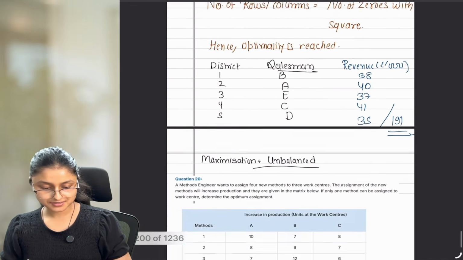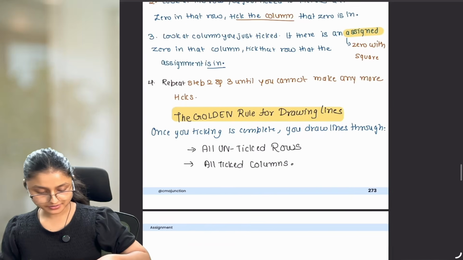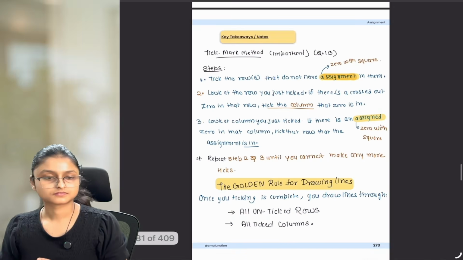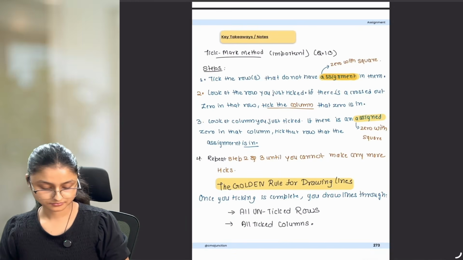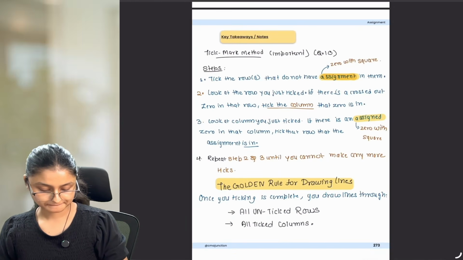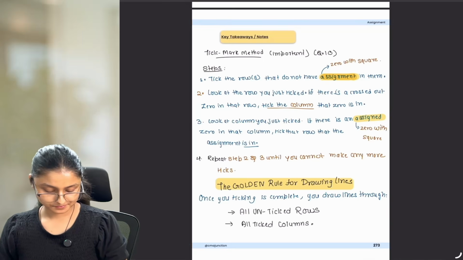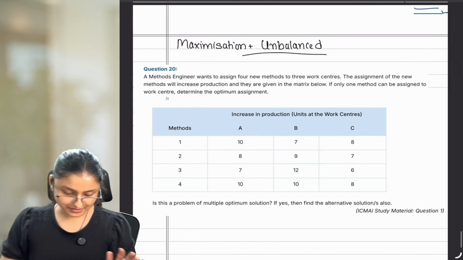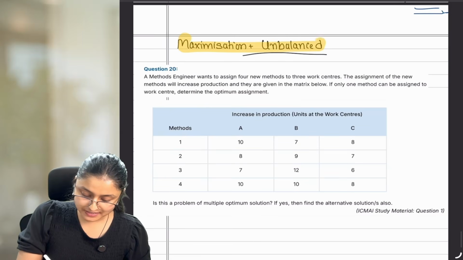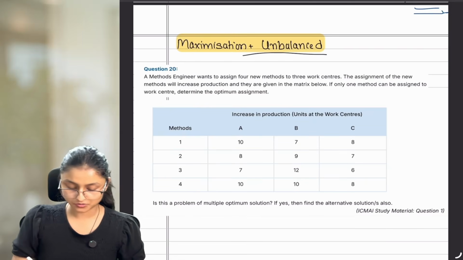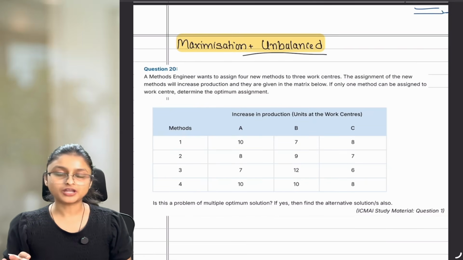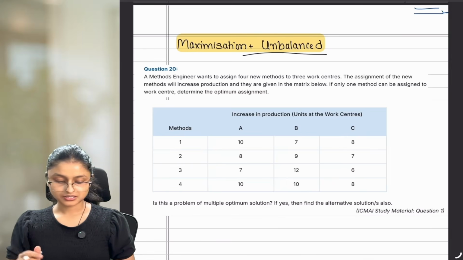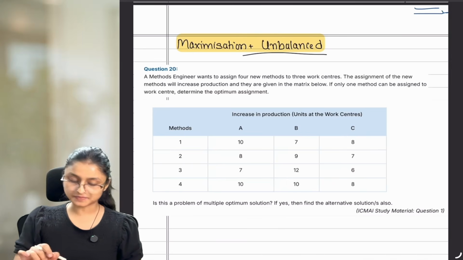Now after this, if you have not written this concept part also, you can write it. Now, let's move forward to question number 20. This is related to maximization plus unbalanced scenario. Okay? As of now, we were solving maximization questions, but all the questions were balanced. Now this is a question of unbalanced plus maximization.